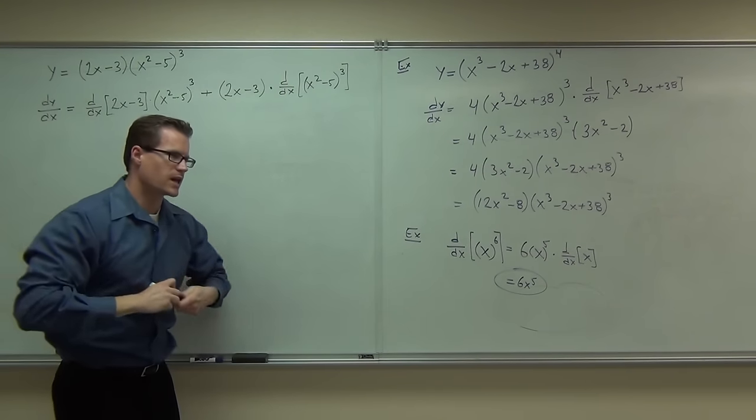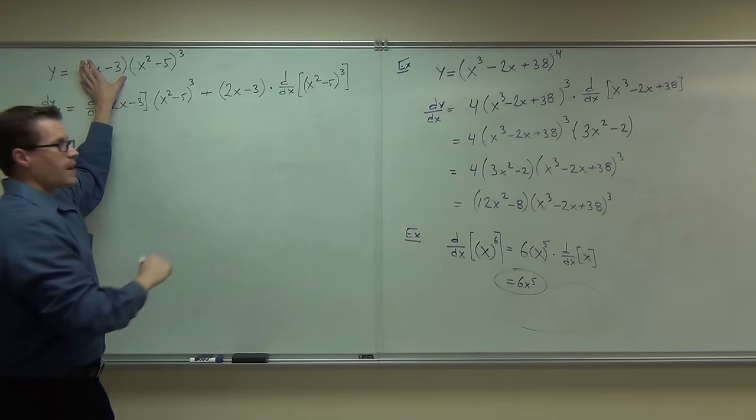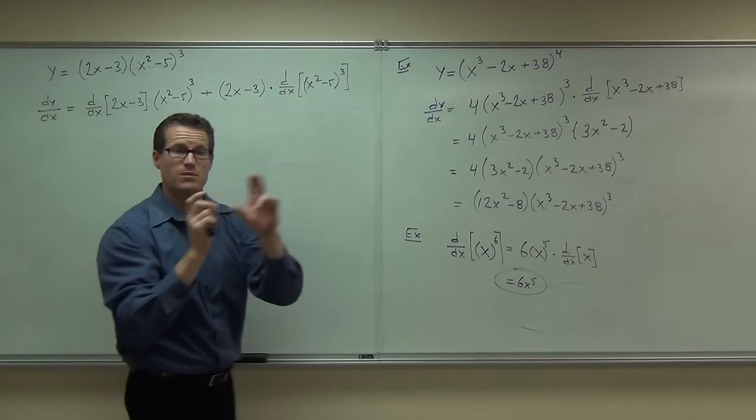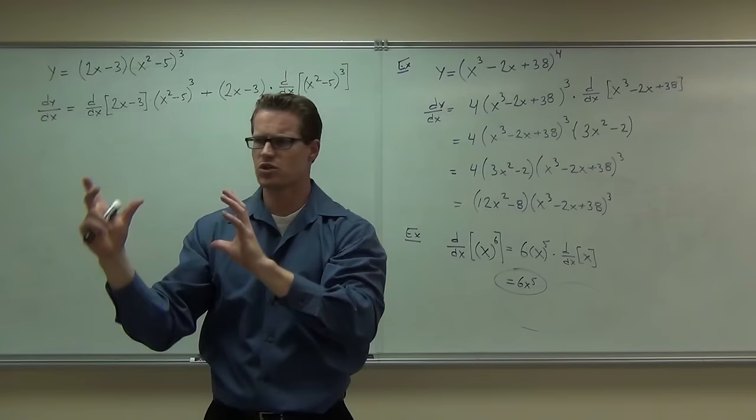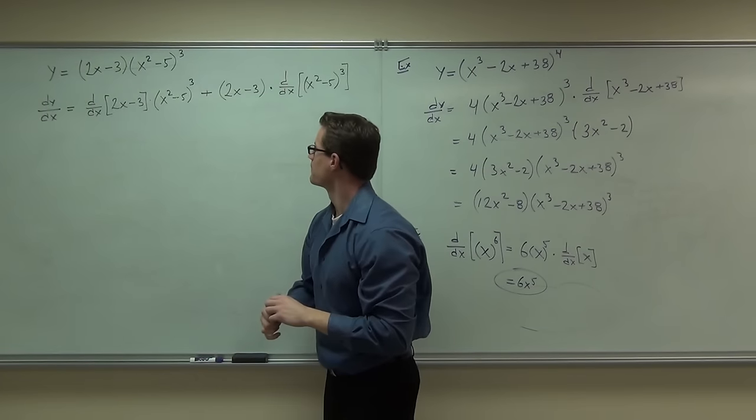For us, here's what it said. This was the first function of x, and this was the second function of x. It was being multiplied, right? So you have to take those two, just those two pieces. That's what you were doing here.